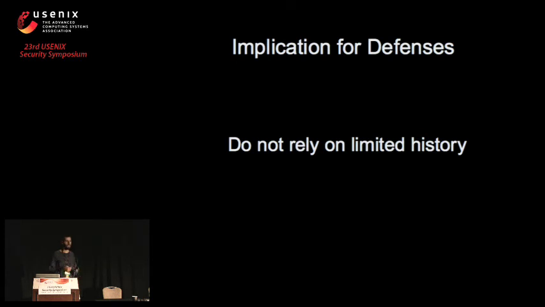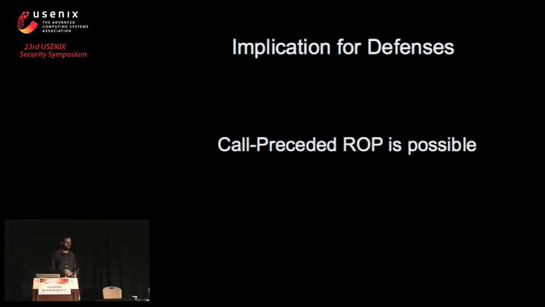Once you've given complete control of the machine over to the attacker and said, I will only inspect at the very end, there's probably always going to be something they can do to hide the fact that they had control of the machine. The second thing our work means is that call-preceded ROP is possible and is very easy. So CFI defenses and other defenses which use call-preceded ROP as a detection mechanism are probably not going to work. They're going to need something else.